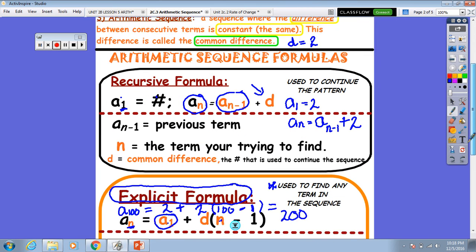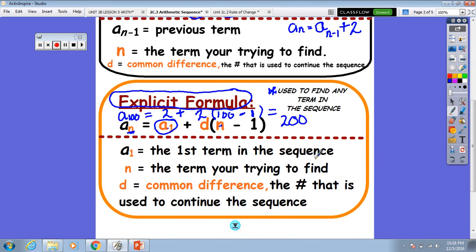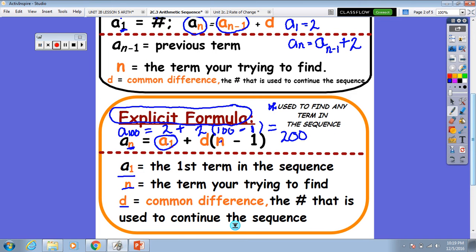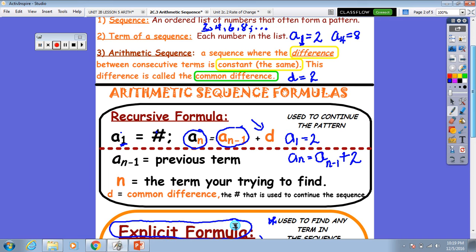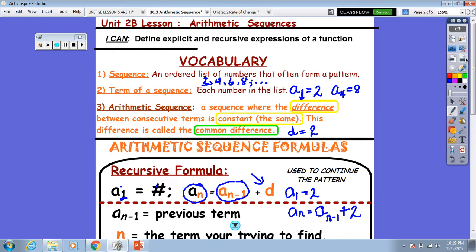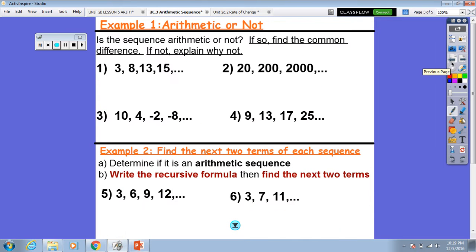Okay? So that's it. So long as you know what the letters A1, N, and D represent, you can plug into this formula and use it to find any number. So let's look at the opposite side and let's work with our arithmetic sequences. Okay, this should be a very easy lesson if you're paying attention.